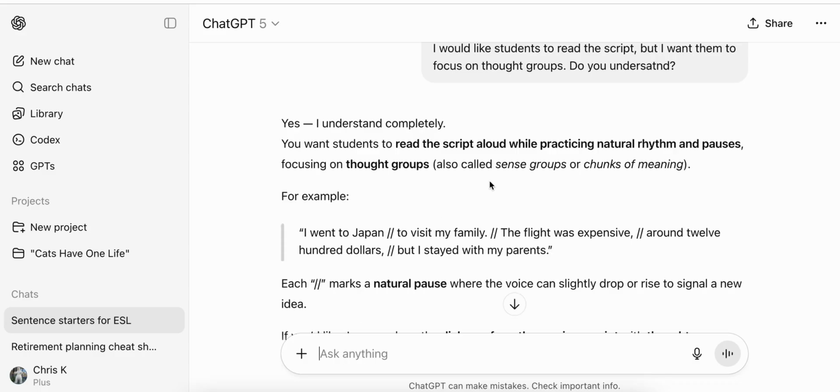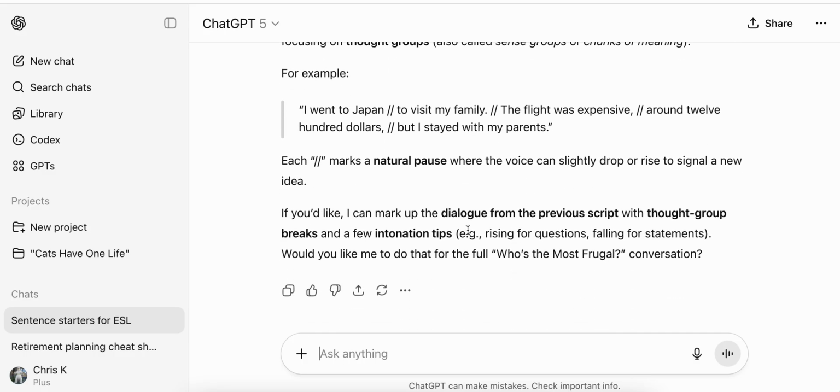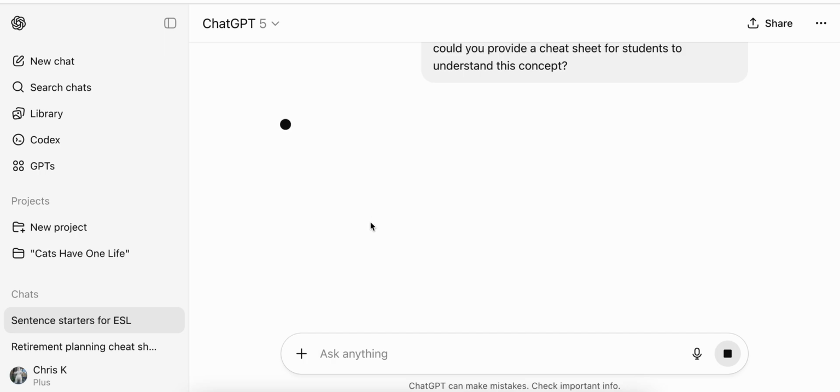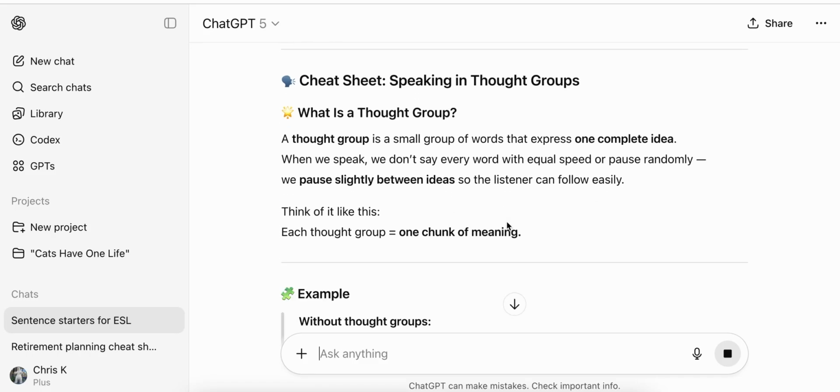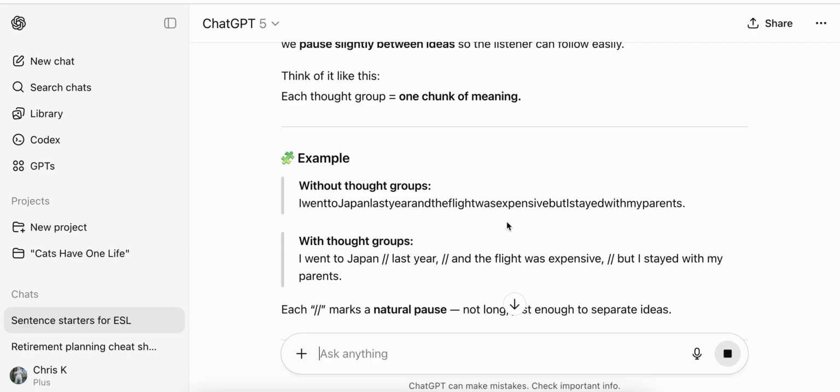Sorry about the chair. So could you provide a cheat sheet for students to understand this concept? Because one of the major issues, even with advanced level students, is they read words one by one. And I think a lot of times you're not really cognizant of the fact that really in any language that we have to group words together, right?